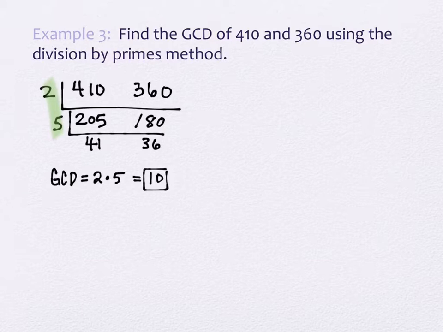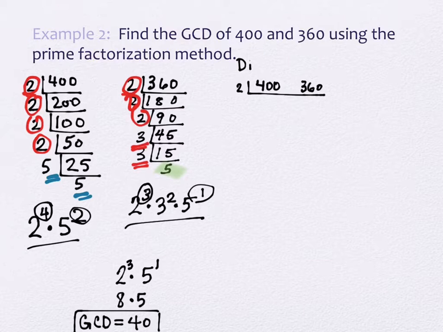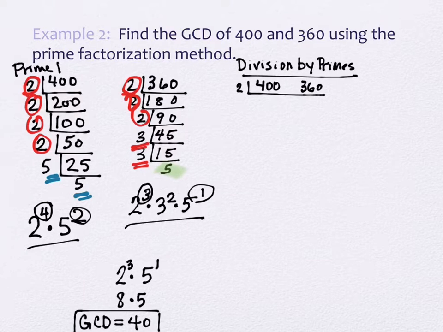Okay, so let's actually go back now to the other one that I did so I can show you how it looks different when I use division by primes with those numbers I had before. We would do 400 and 360, and we would divide them both by what number to start with? 2. So if you're writing this back on the page before, write yourself a note so that you don't confuse the issue. This is division by primes. And this method over here was prime factorization.